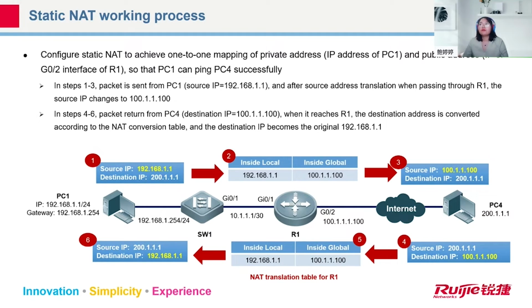So if we use static NAT, we can let the private address visit the public network. But the disadvantage is that this public IP address can only be used for PC1, so we cannot solve the problem that addresses are not enough, right?